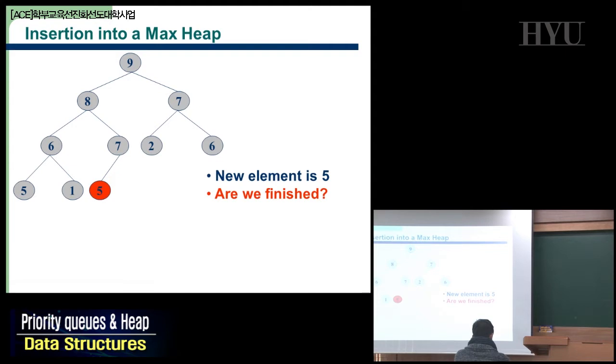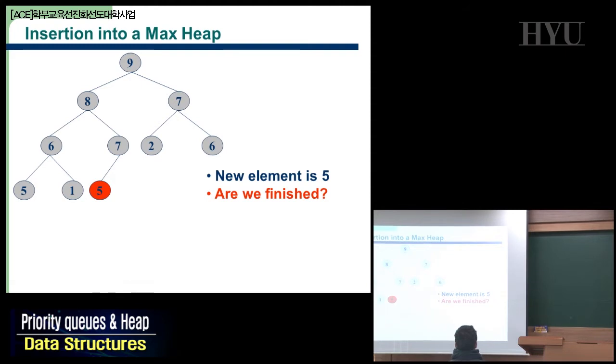Is this good? 7, 5, I just added. 5 is less than 7, which means that since I'm less than 7 on the top, it's naturally assumed that everything above will be bigger than 7. So I'm not breaking any rules about the heap, so I think I'm done. The simple addition is done.